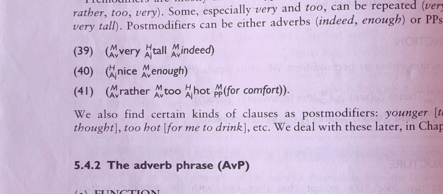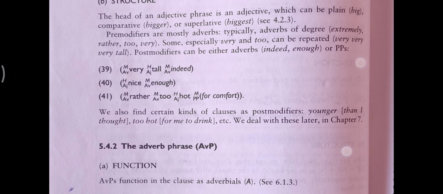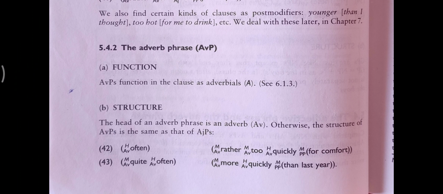Rather too hot for comfort. See, rather is an adverb, too is an adverb, hot is an adjective, and for comfort is a prepositional phrase. The pre-modifiers of this phrase are rather and too, meaning two modifiers are there, and the prepositional phrase is a post-modifier that we see here. So like this, we discussed the simple adjective phrase.